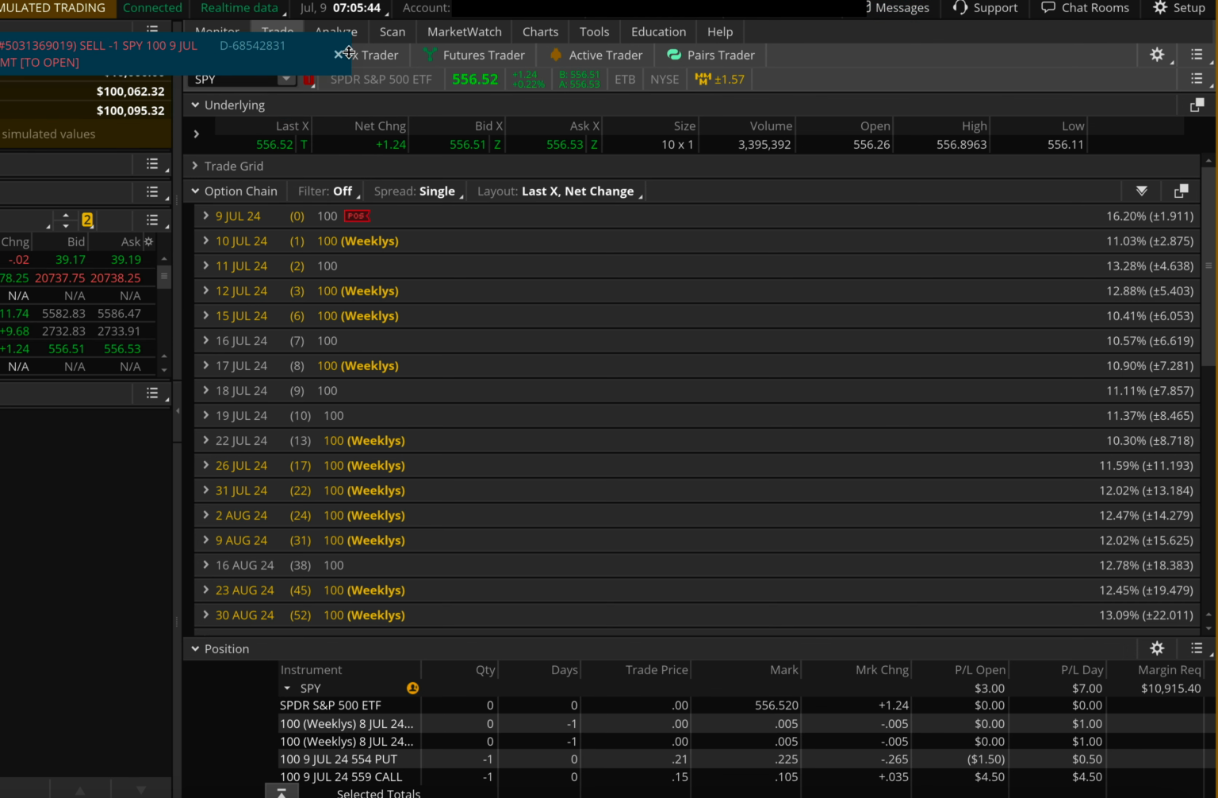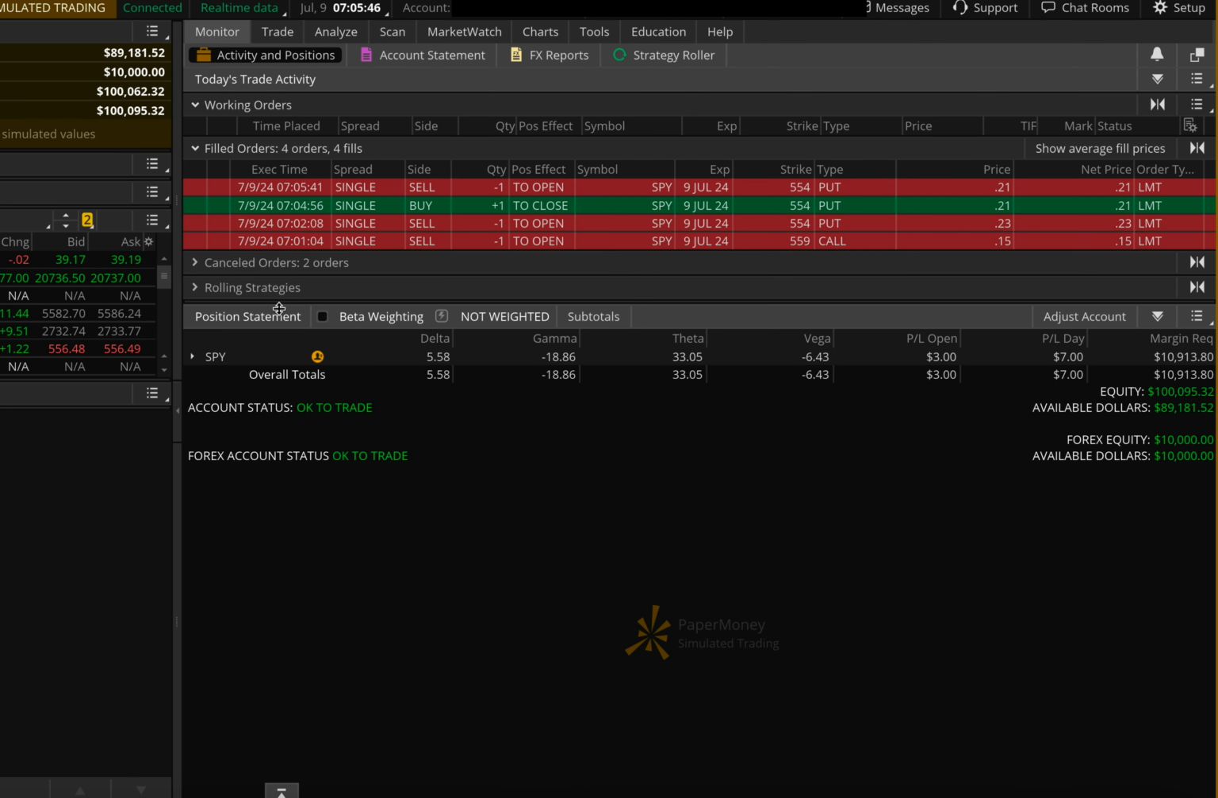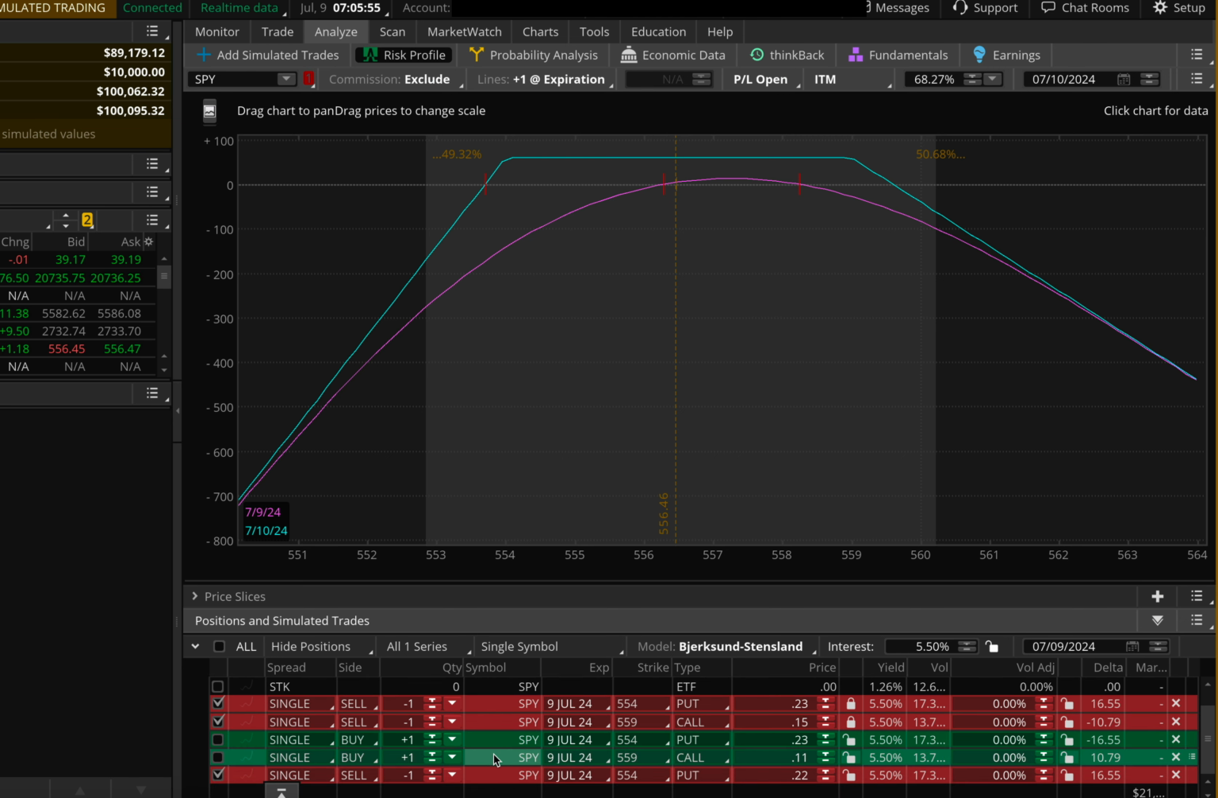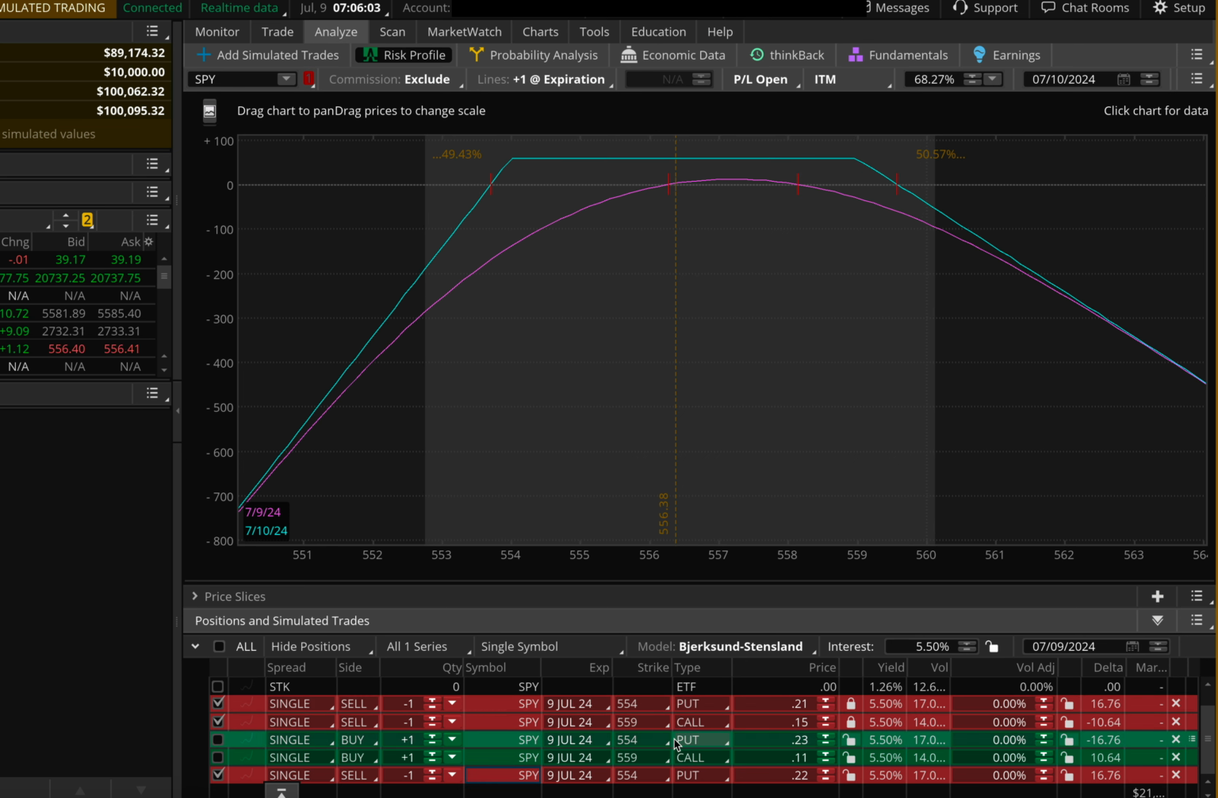I'm going to blame those blue things. They're distracting me. The little blue notifications. Okay, so let's start this over. We got filled in that last one at 21, and that is the put. So we got the put at 21. We got the call at 15.